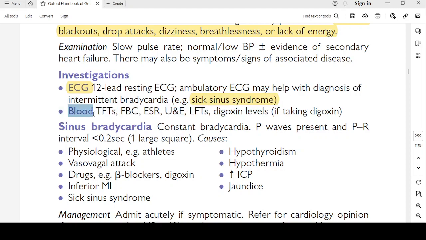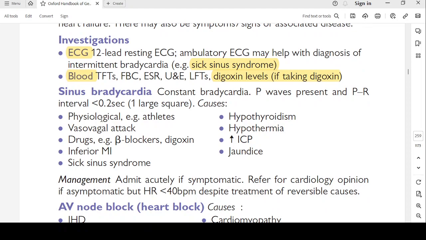Blood tests. In bradycardia, you do thyroid function test, a full blood count, ESR, urea and electrolytes, LFTs, and digoxin levels if he is taking digoxin. Digoxin can precipitate bradycardia attack, so you need to check digoxin levels if a patient is taking digoxin.